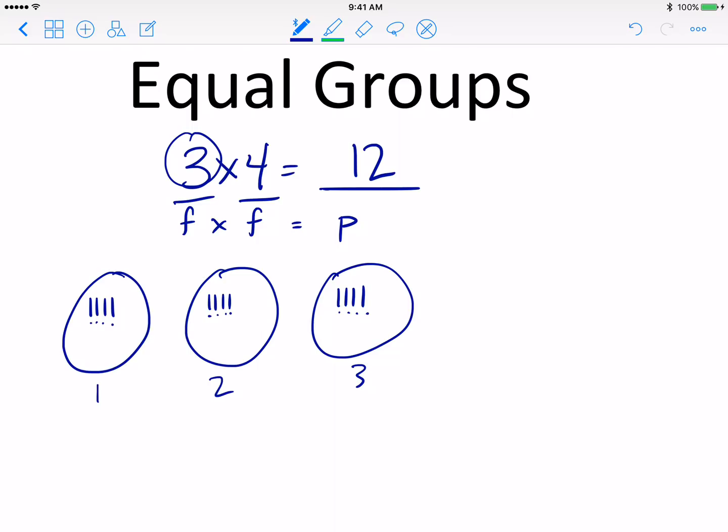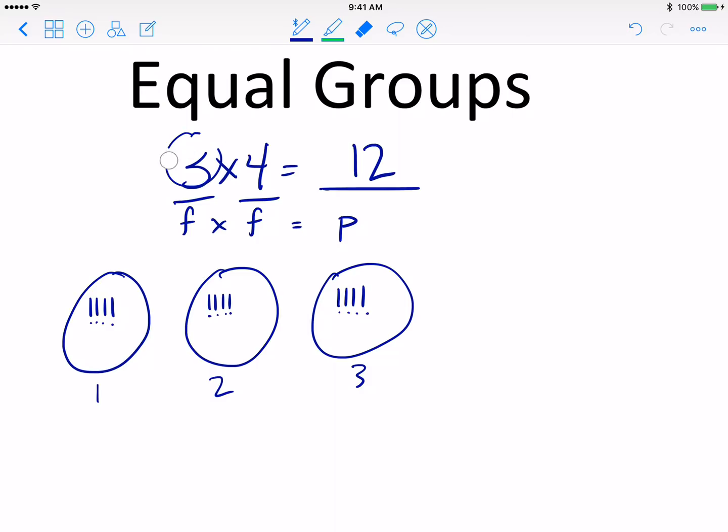So this is a pretty simple, basic way of using equal groups to find the product. This gets a little bit lengthy when we're multiplying bigger factors. It takes a while and it can get sloppy, which can lead to errors, but it's a good starting point.